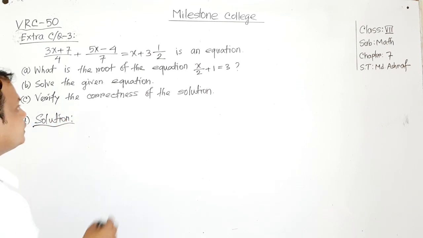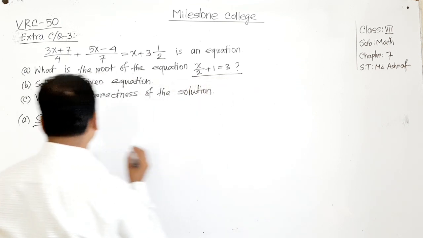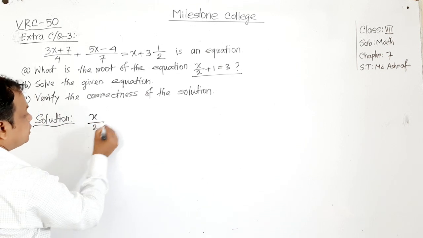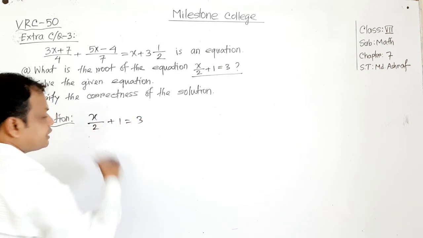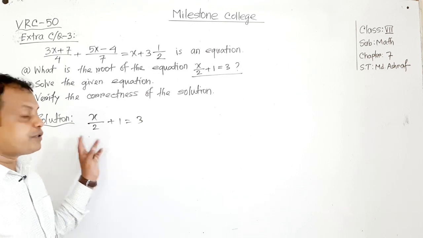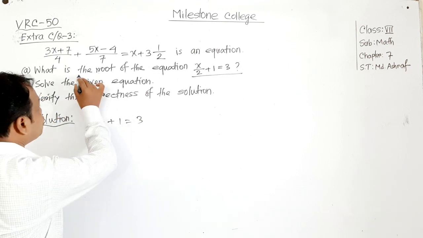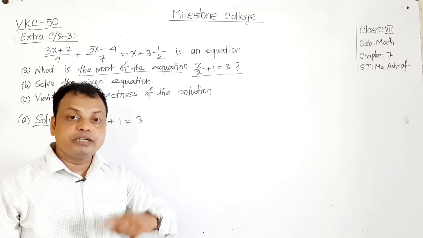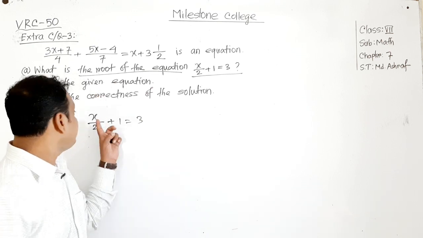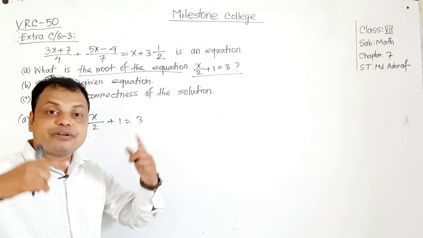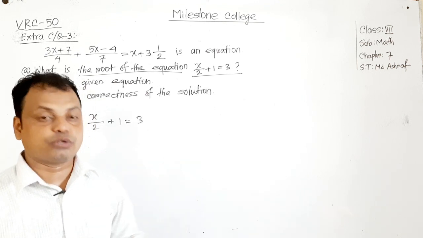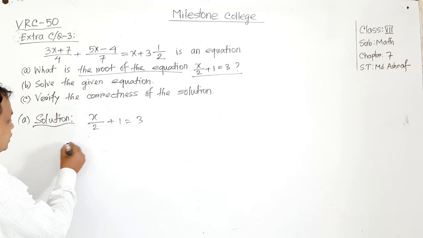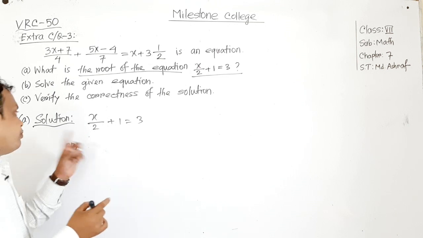Solution A. This is the equation, x by 2 plus 1 equals 3. We have to solve the equation and find the root of the equation. The root of the equation means the value of the variable. Here the variable is x, so the value that we get for x will be the root of the equation. Let's solve this one. We will find the value of x.